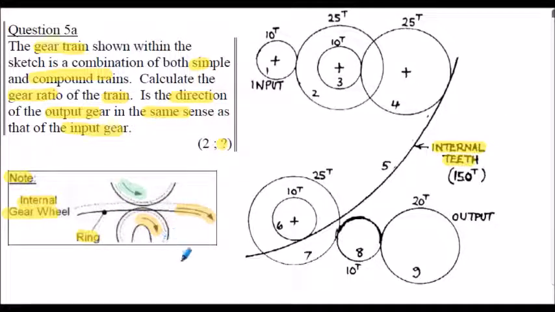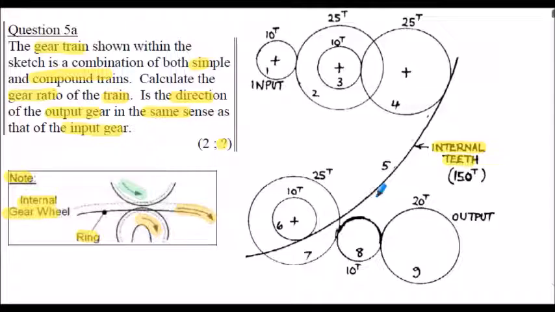So just be careful that when we're working out our directions in a moment, if gear 4 was going in a clockwise direction, then that would push the ring, gear 5. That would also go in the same direction as gear 4, okay? Just be careful of that when you come to do your senses in a moment.